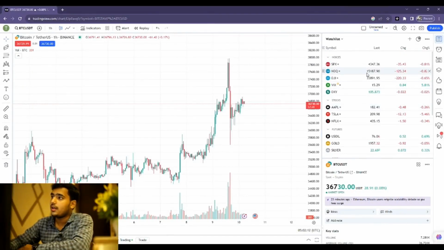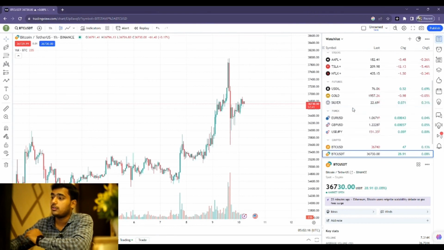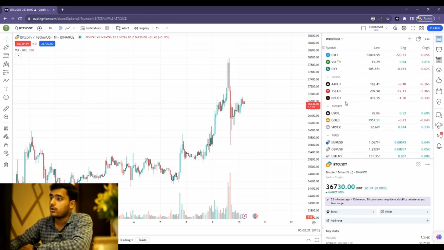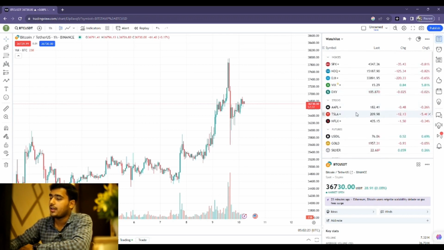And after that, once you are on the chart, let's go through the whole chart and see what we have. On the right side we have the watchlist, so you can select and add to your favorites any coins, forex, futures, or stocks, whatever you want. You can analyze them later, or just keep an eye on their prices.